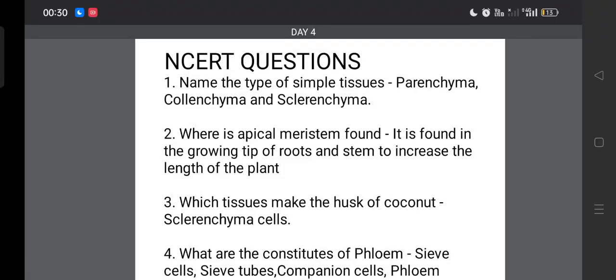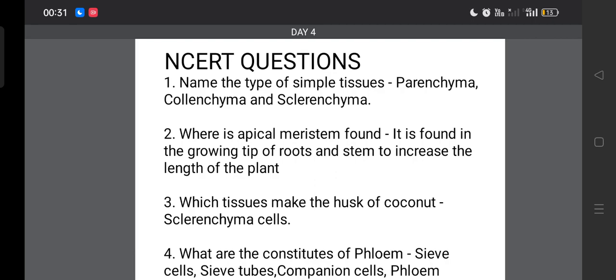Before moving on to the next important topic in the lesson, we will just answer the questions which are there inside the lesson which has been prescribed for you. So name the type of simple tissues: parenchyma, collenchyma and sclerenchyma. So where is the apical meristem found? It is found in the growing tips of the roots and stem to increase the length of the plant.